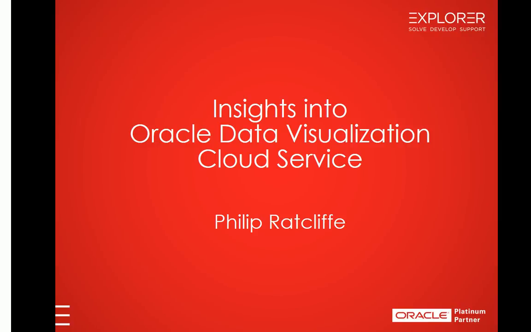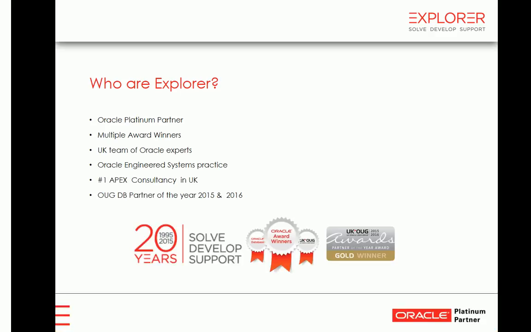But firstly, I'd just like to spend a little bit more time introducing myself and Explorer. Okay, so who are Explorer? Well, we're a multiple award-winning Oracle Platinum partner. And for over 20 years, we've been providing solutions to business problems using UK-based teams of experts across a number of services. We're an Oracle engineered systems practice, and we incorporate the #1 Application Express consultancy in the United Kingdom. And we're very proud this year to have won the Oracle User Group Database Partner of the Year for the second year running, and also this year Systems Partner of the Year.